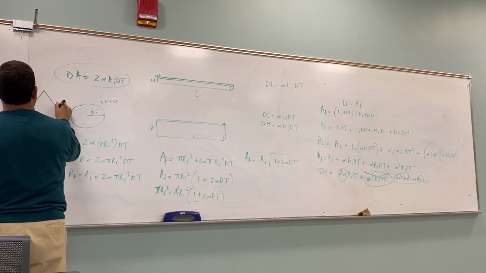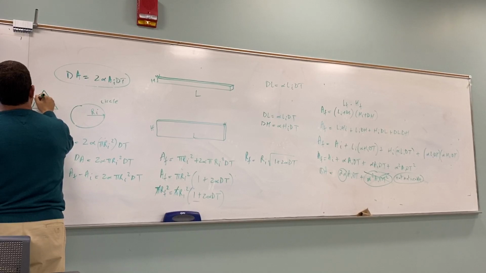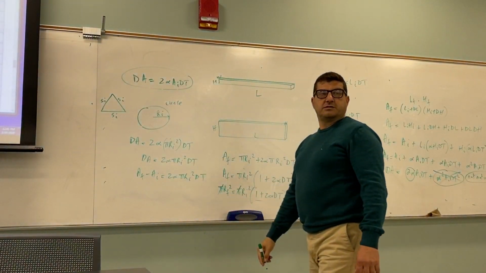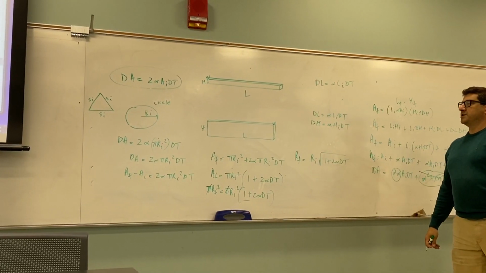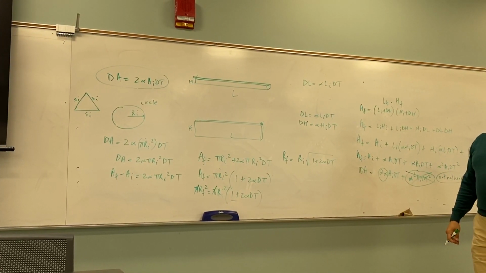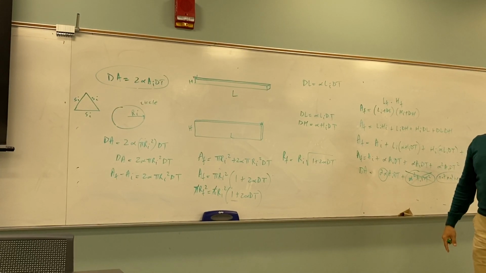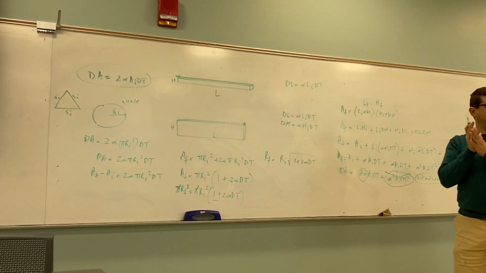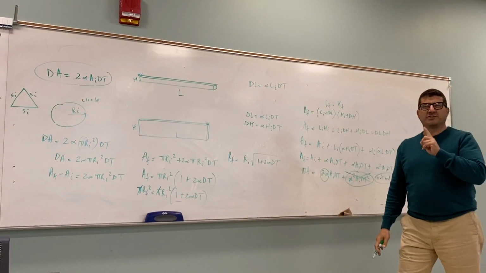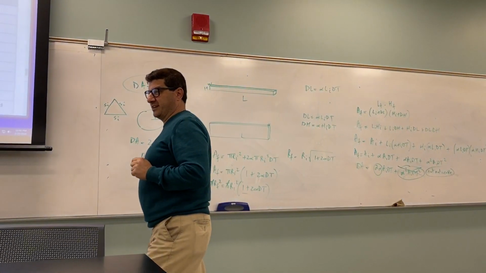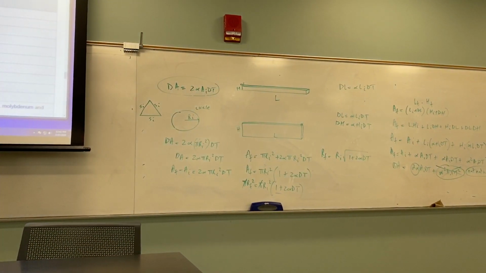Equilateral triangle. Oh, good test question. Equilateral triangle, initial side S, then you increase temperature. What's the final side? Don't tell the teacher that I told you that he's about to put that on the test.